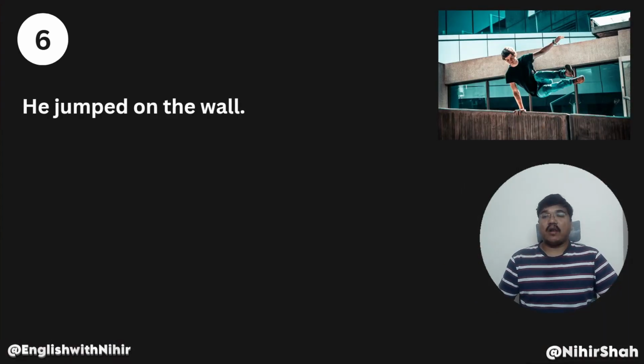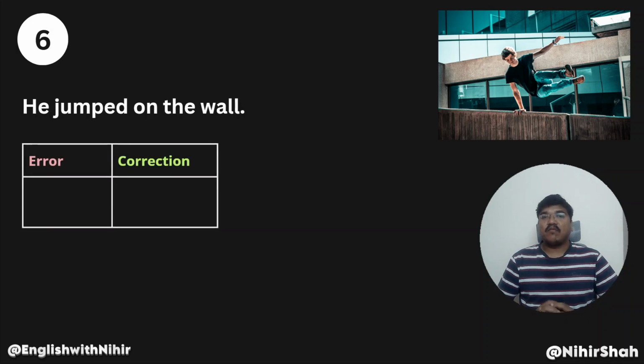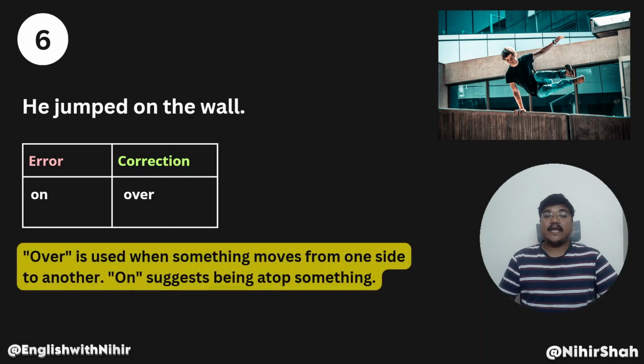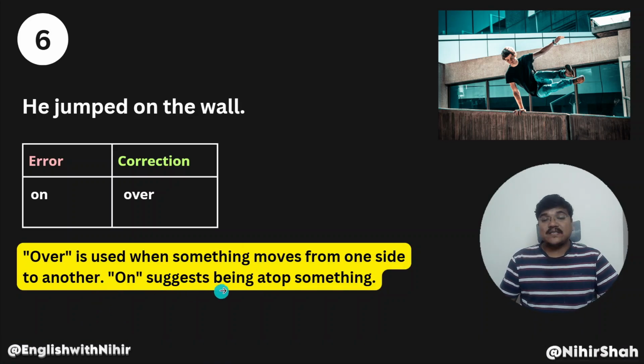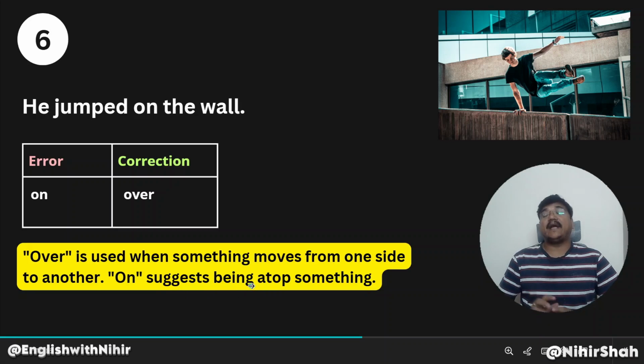Let's move on to the next mistake. He jumped on the wall. Can you correct it? What is the error and what is the correction required here? The correction required is in on. It should be over. Why? Over is used when something moves from one side to another. On suggests being atop something.